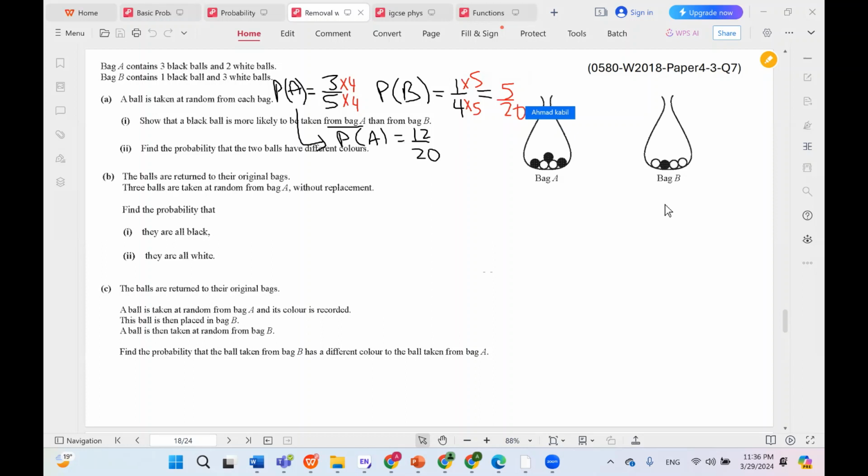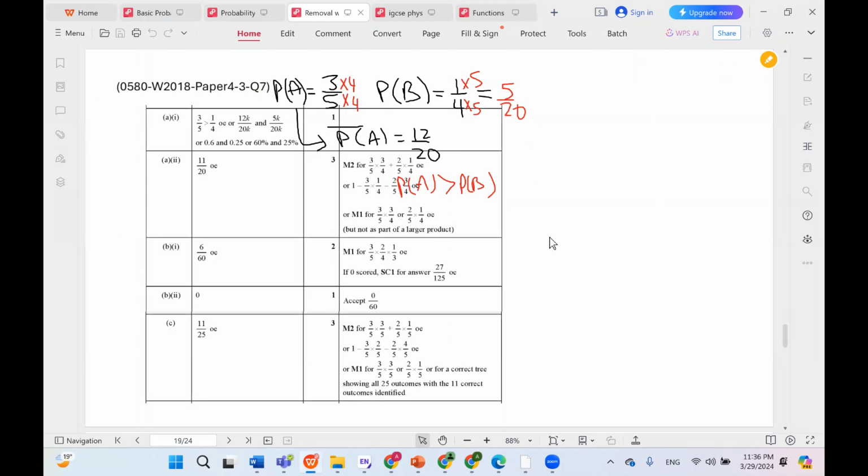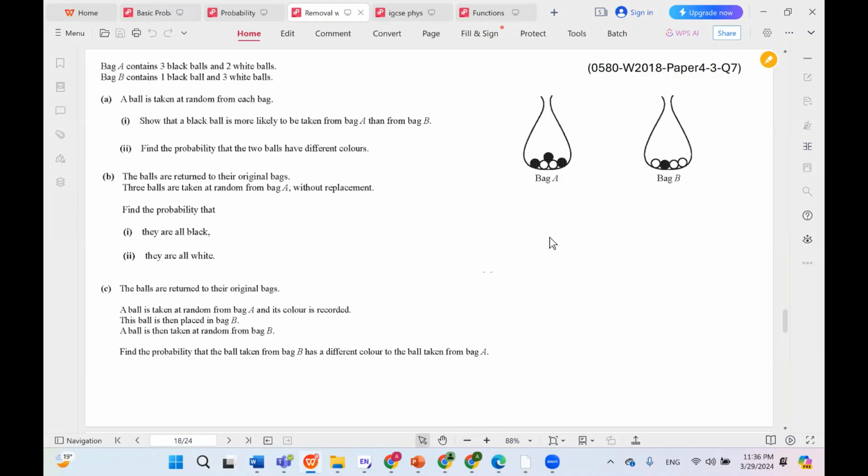Then we just say that probability of A, which is 12 over 20, is greater than probability of B. This is how we show that a black ball is more likely to be taken from A than from B. Let's check the marking scheme for I. And this is how we can do it. Either 12 over 20 and 5 over 20 like we did, or we can convert it to percent, but this is not necessary. Our technique works just fine. So moving on.